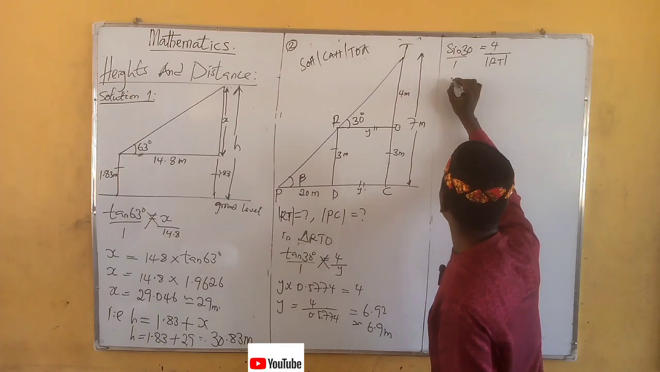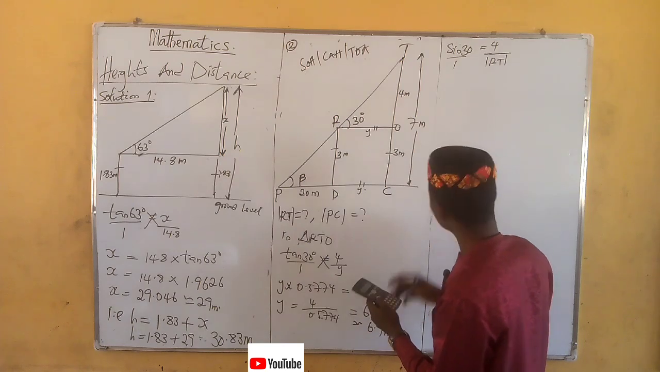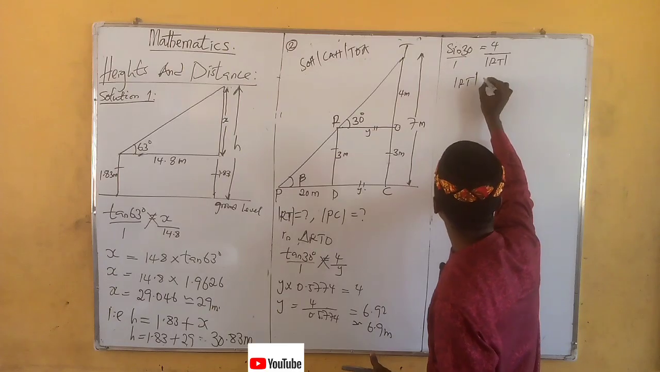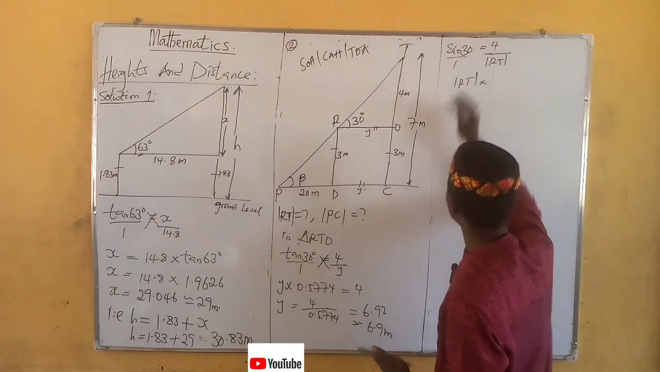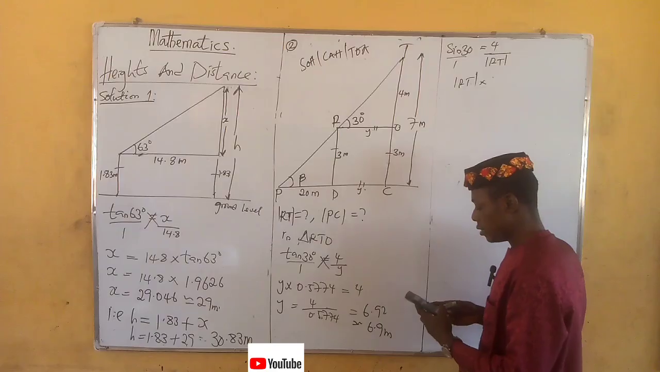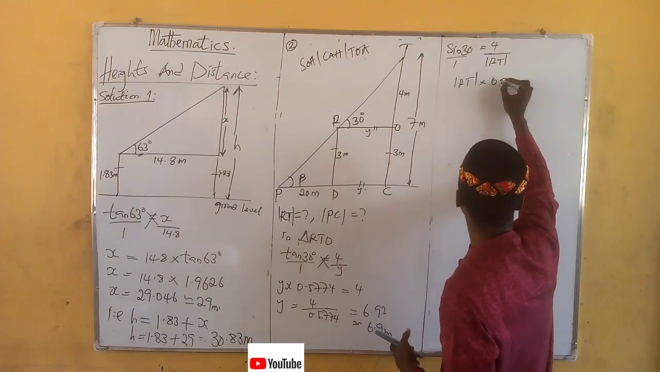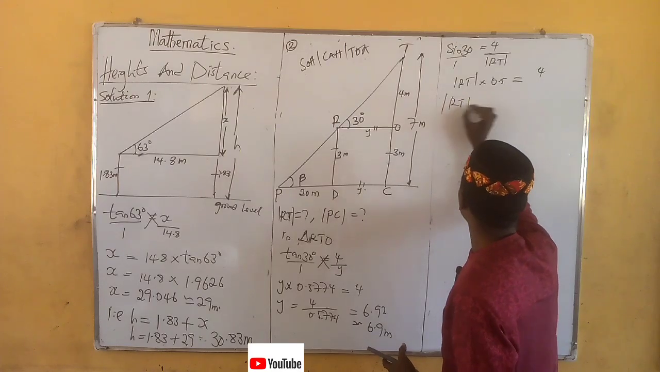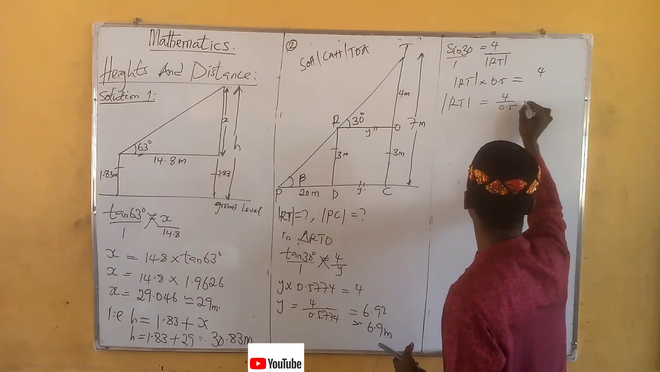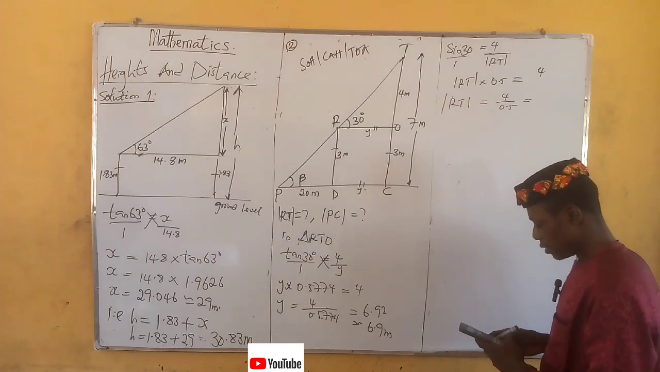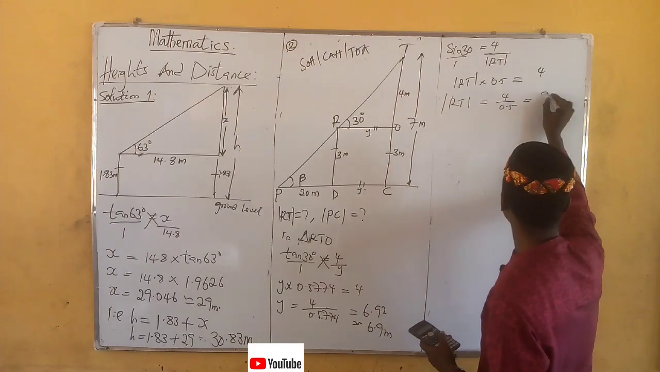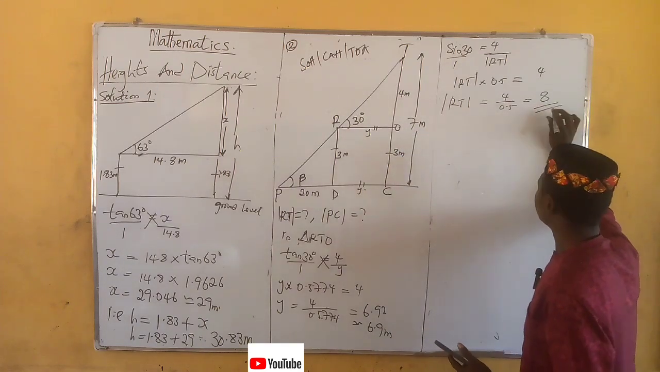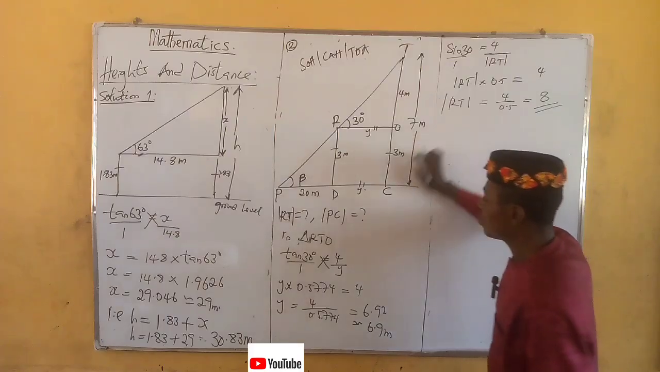So our sine 30, our line RT multiplied by sine 30. Sine 30 is going to be 0.5. 0.5 is equal to 4 times 1, which is 4. So our line RT will be 4 divided by 0.5, which is going to be 8. So you see our RT here is 8. We can find our RT, which is 8. That's question 1.